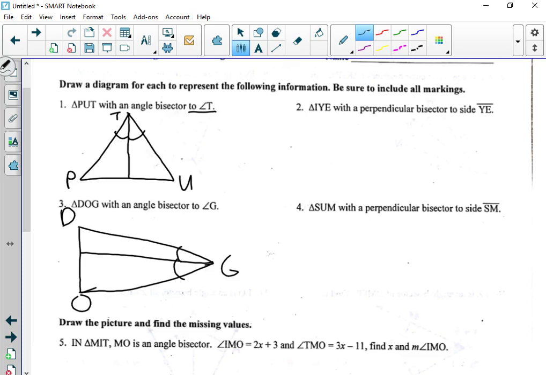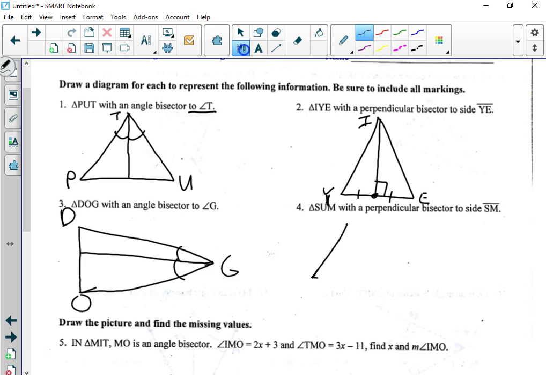Now, IYE with a perpendicular bisector. So I'm just going to do my classic like that. It says YE, so I'm going to put that right here. And that means I'm going to put the I up here. A perpendicular bisector means I need to split this in half, okay, and come straight down and mark it, everything like that. I also need to make the 90-degree angle mark there. That shows me it's a perpendicular bisector.